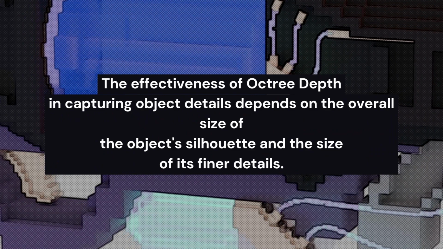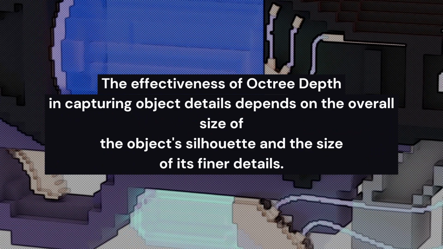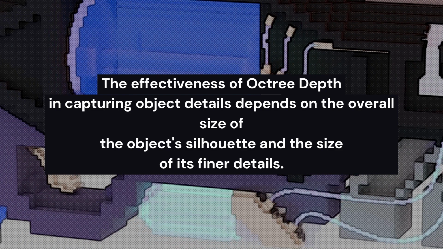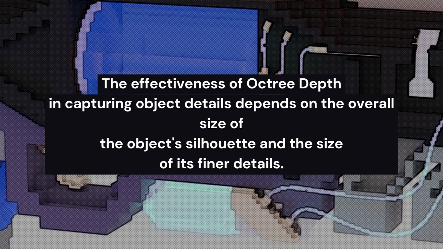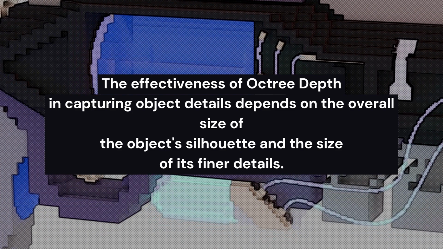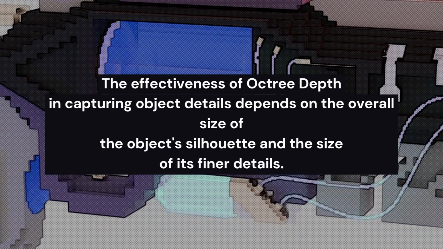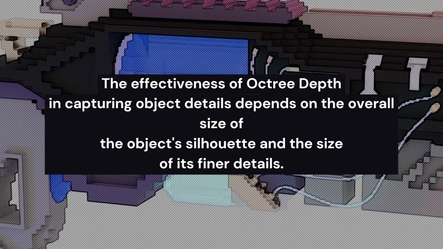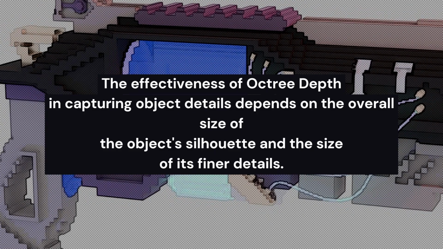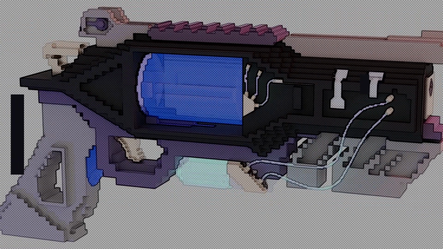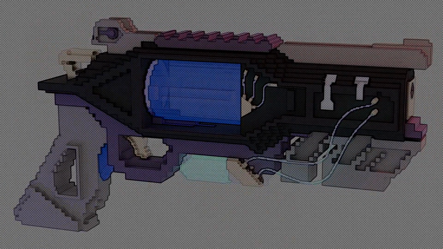Outcome. These tests revealed a significant pattern. The effectiveness of octree depth in capturing object details depends on the overall size of the object silhouette and the size of its finer details. Larger objects with smaller details require a higher octree depth value to accurately depict the object's appearance. To optimize your modeling process, it's advisable to separate objects with intricate details from larger ones and assign them different appropriate octree depths. This will help achieve the best results in rendering your 3D models.